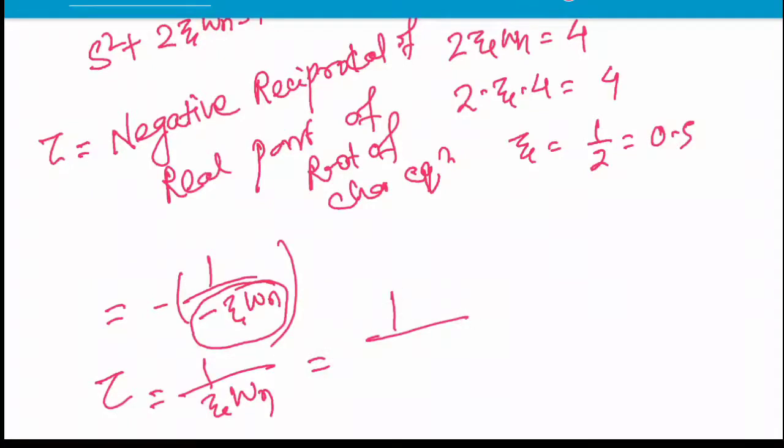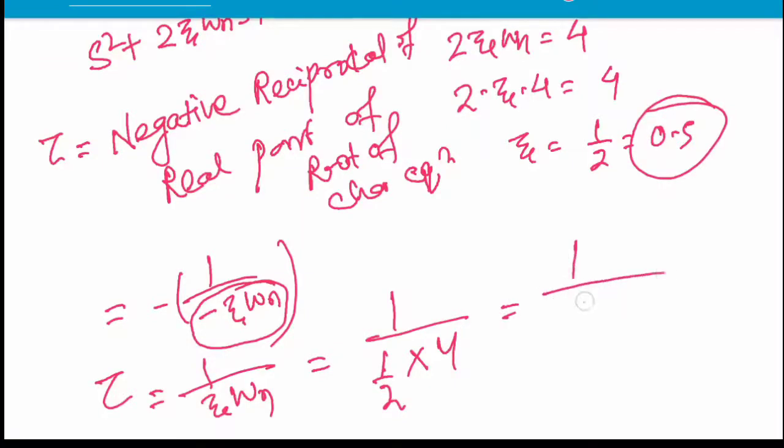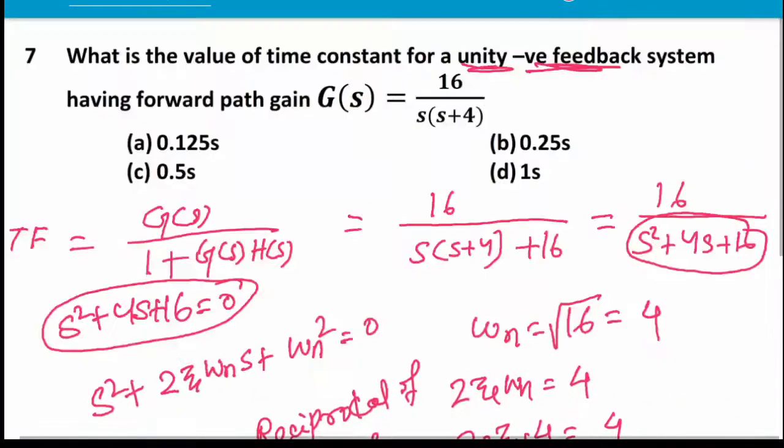This is equal to 1 by zeta, which we have found out, that is 1 by 2, that is 0.5 here, and omega n is 4, and this is 1 by 2, which is also equal to 0.5. So here 0.5 second is the correct answer, option C.